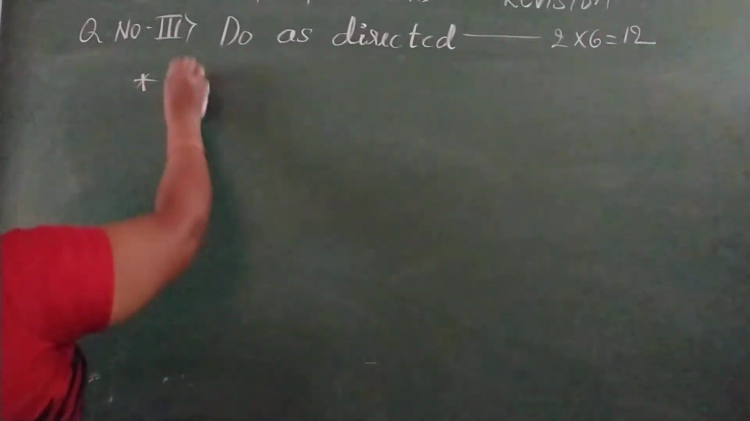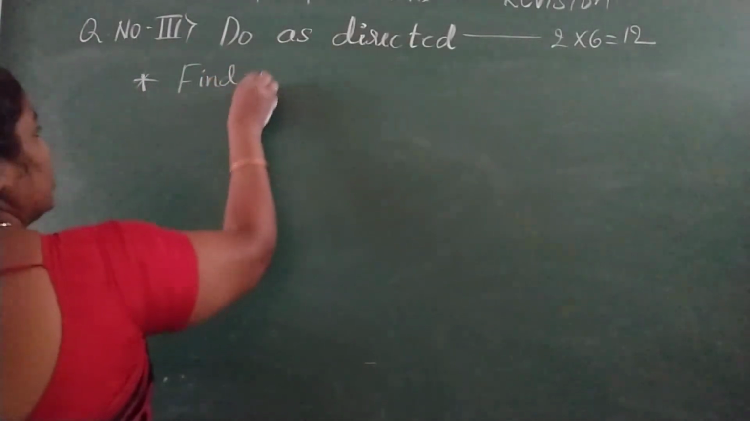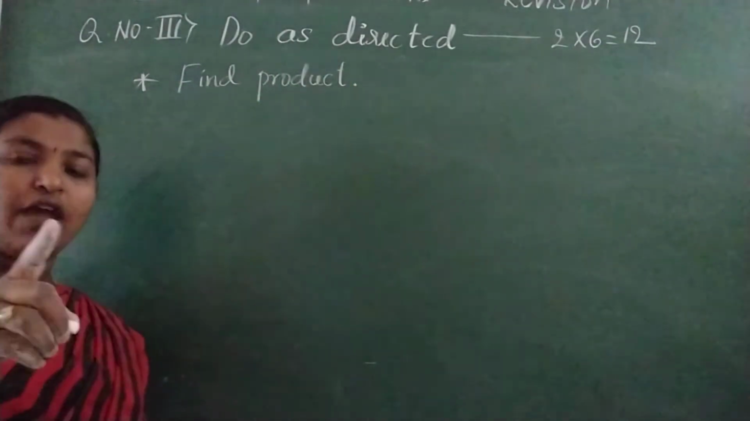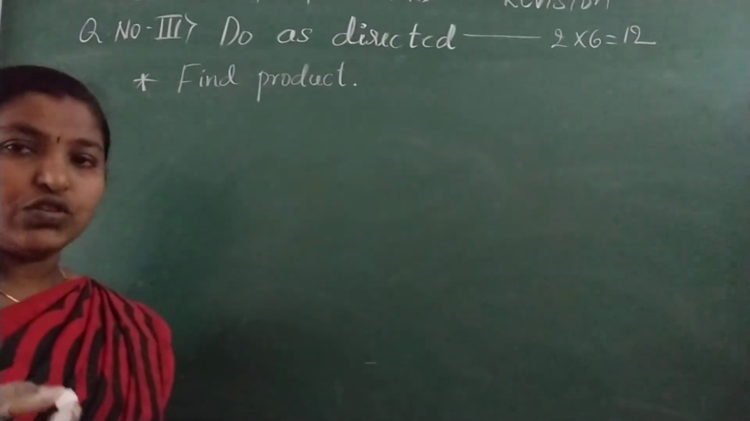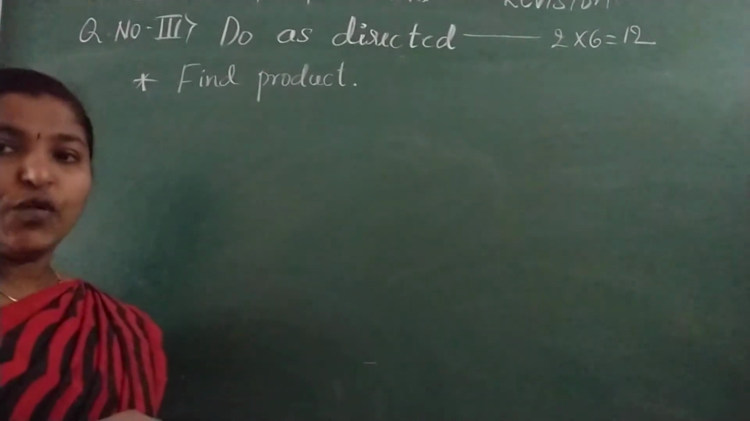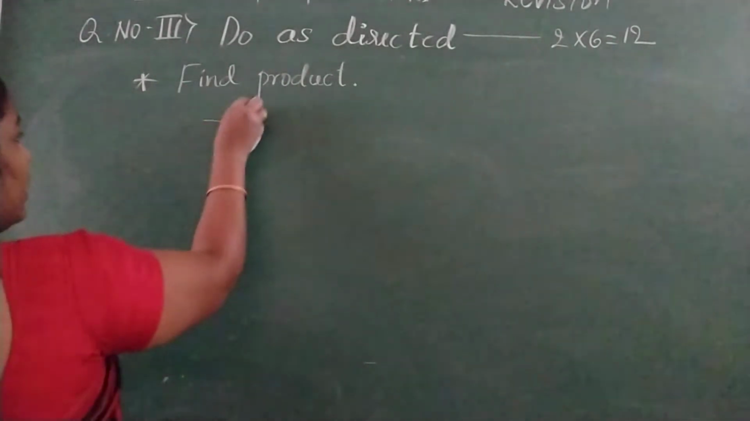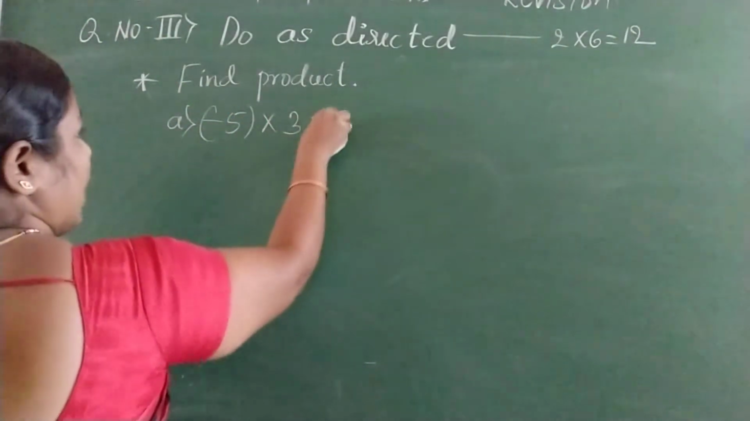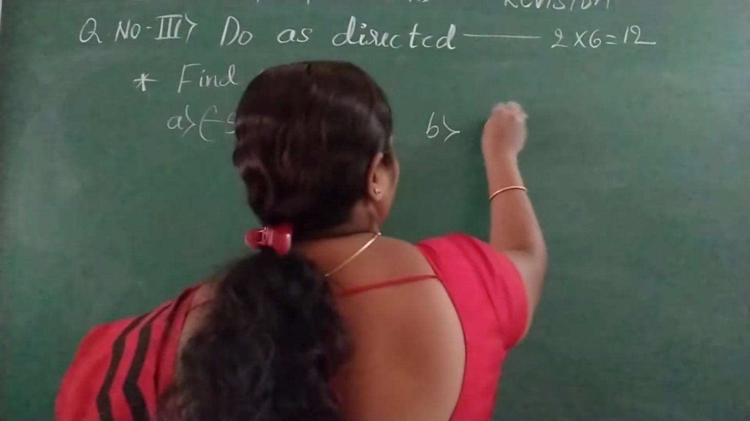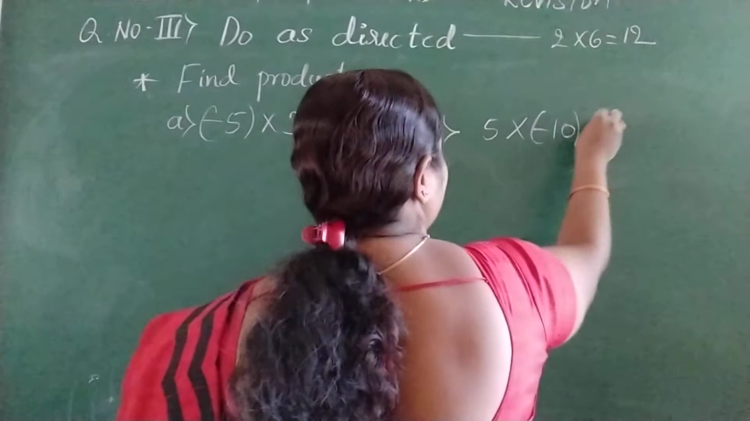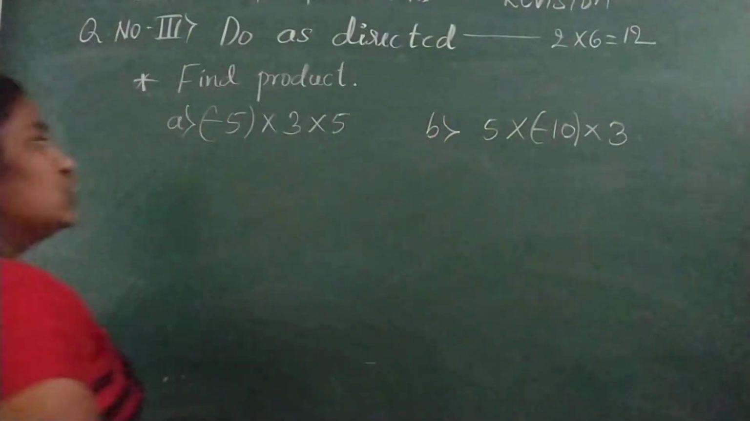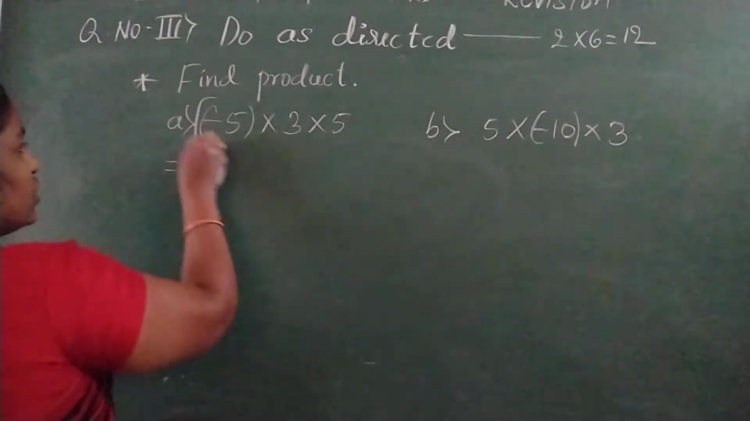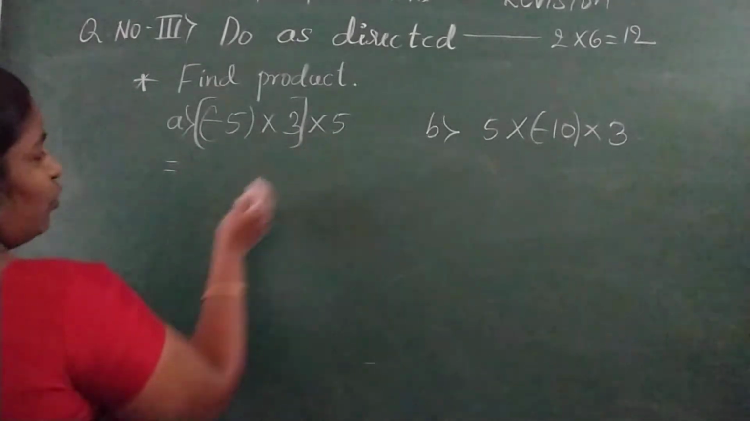Find product. In these you are having addition also and subtraction also. Find product means you should go for multiplication. You will get many integers. A, minus 5 into 3 into 5. B, 5 into minus 10 into 3. You have to go for multiplication of any two first, and then go for the other one.